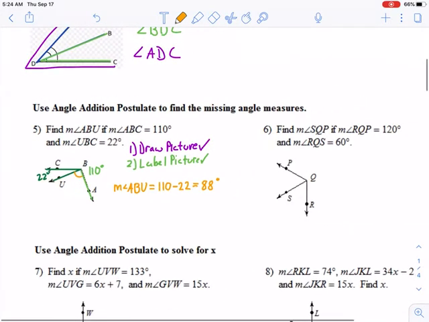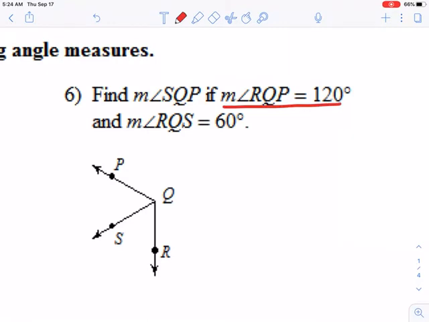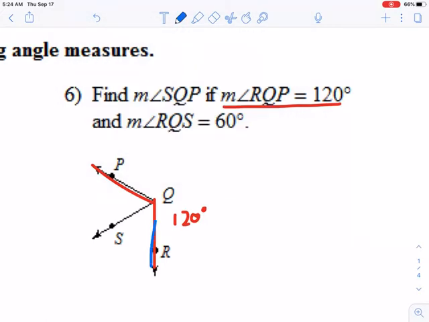Alright? So labeling the picture significantly helps us visualize what information we have and what information we need to find. Alright, in this case right here, our QP, oops, messed that up. That angle right here, 120 degrees, our QS is 60 degrees. And we need this bad boy over here. We need SQP.